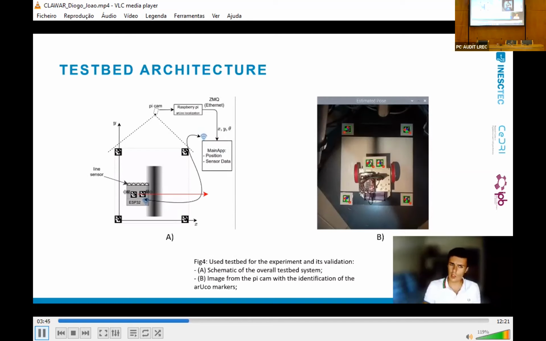We would use a small camera pointing down that's connected to a Raspberry Pi, and with the use of the ArUco markers and the ArUco marker localization software, we would be able to localize the position of the robot in a certain differential that we can then convert to the distance from the robot center to the line. As you can see in the following image, that's the schematic of the test bed and the real image of the robot in one of the scenarios that we tested.